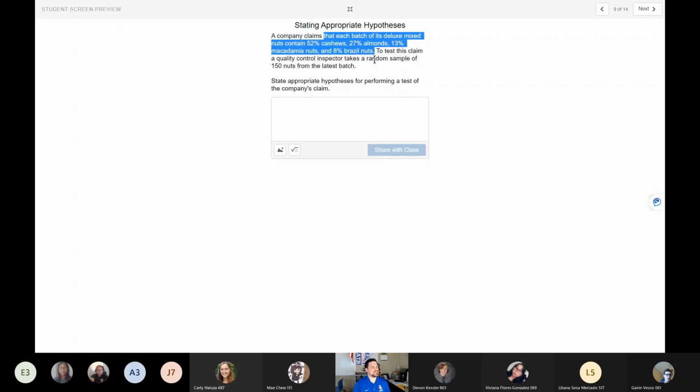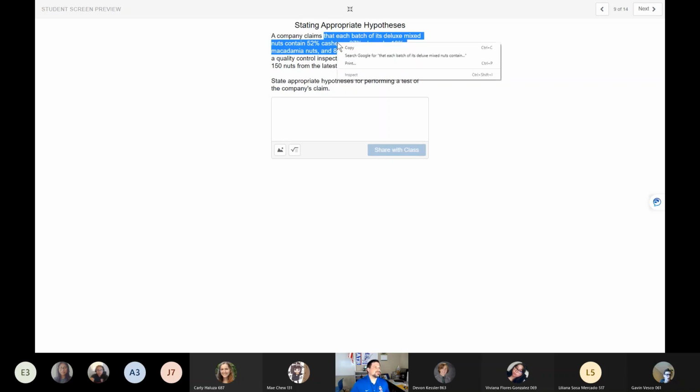If you look at the shared screen, I've highlighted part of the context. The company has a claim that each batch of its deluxe mixed nuts contains 52% cashews, 27% almonds, 13% macadamia nuts, and 8% Brazil nuts. That is their claim. We want to test if that is true. So the null hypothesis is that their claim is correct.